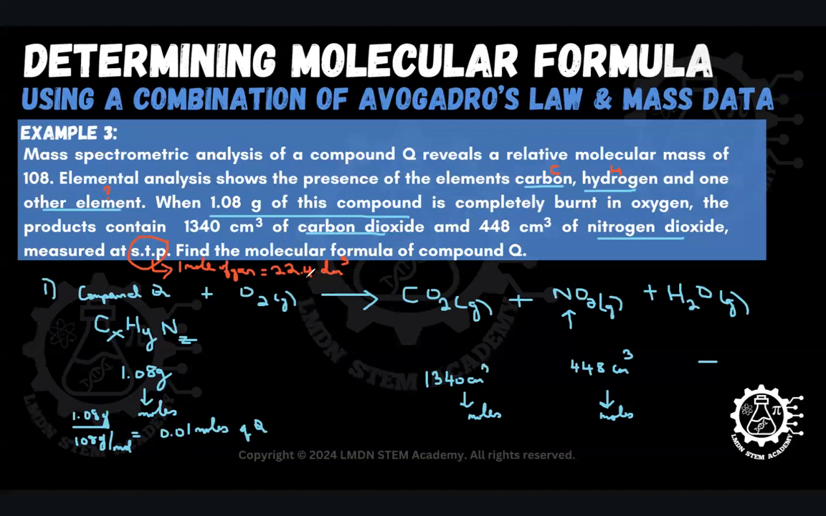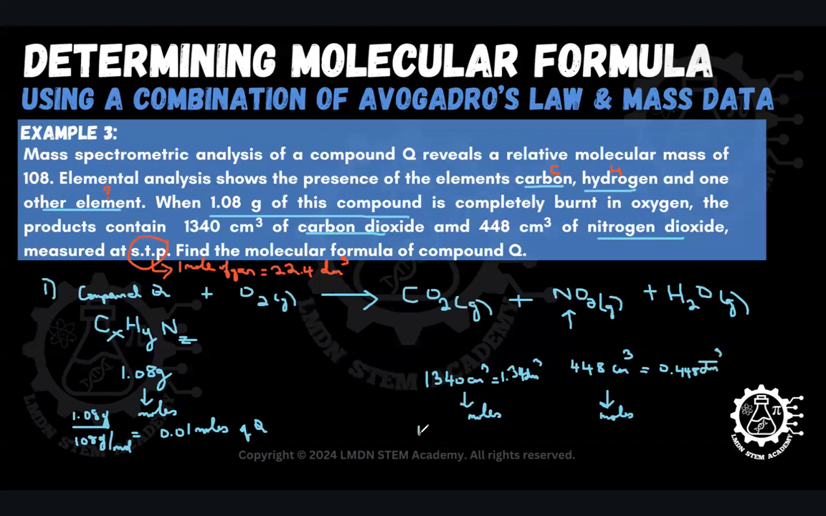Let's do these conversions now from volume to moles, given that we're at STP. Because the molar volume is quoted in 22.4 dm cube, we're just going to convert these to dm cubes first. So I'm going to divide this by 1,000. That would be equivalent to 1.34 dm cube, and this one will be 0.448 dm cube.